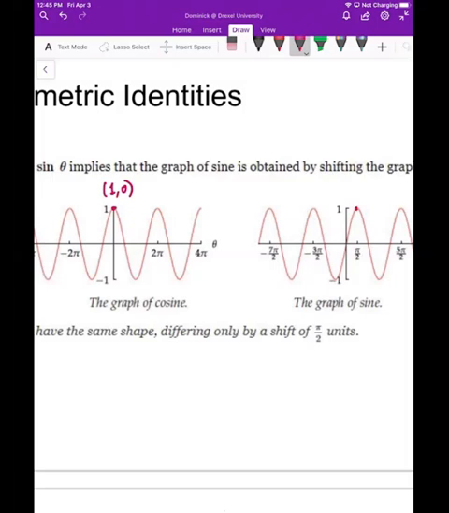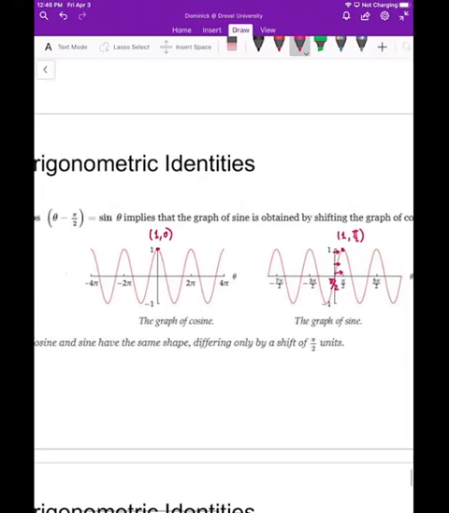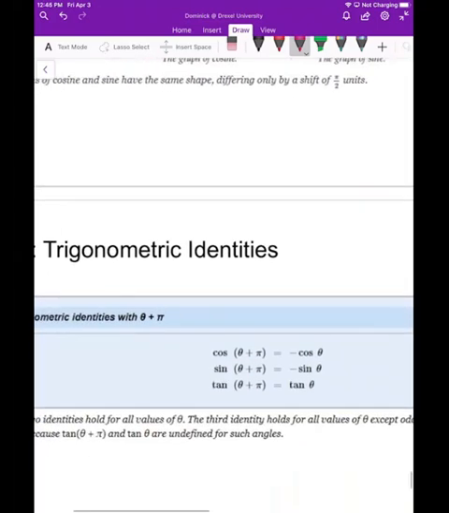And on the sine graph, you're getting the point 1, of course, at pi over 2. And everything else is also shifted over accordingly. So this is the same graph, except we've shifted over by pi over 2. So that's an important fact regarding sine and cosine.